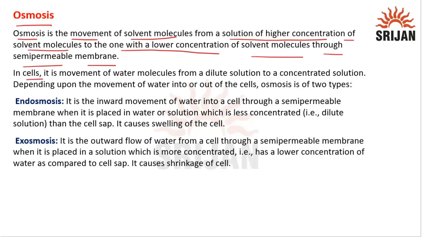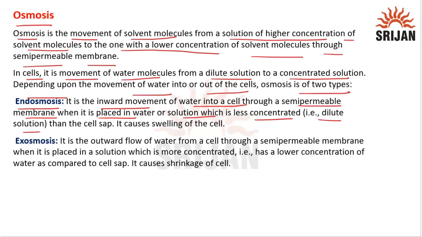In cells, it is the movement of water molecules from a dilute solution to a concentrated solution. Depending upon the movement of water into or out of the cells, osmosis is of two types. First, endosmosis. It is the inward movement of water into a cell through a semi-permeable membrane when it is placed in water or a solution which is less concentrated, that is a dilute solution, than the cell sap. So if the solution is dilute, that means it has a higher concentration of solvent. It causes swelling of the cell.